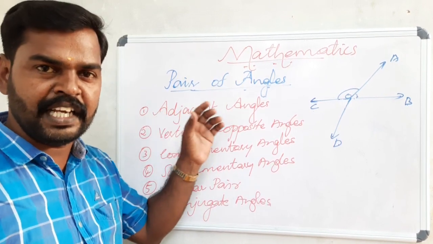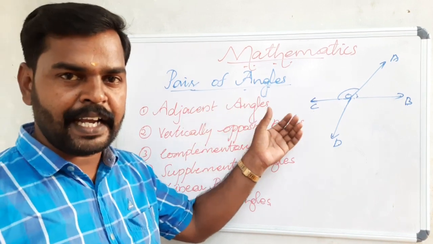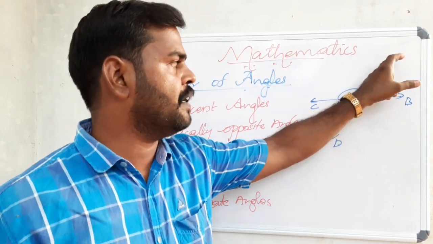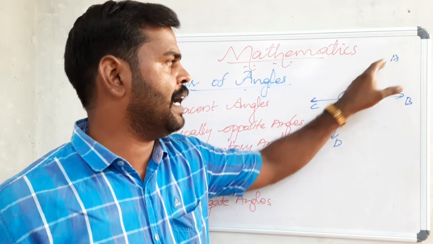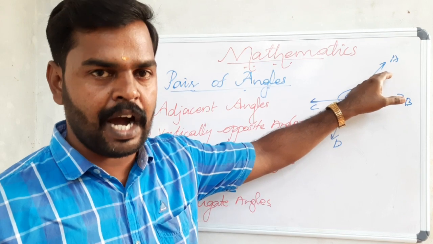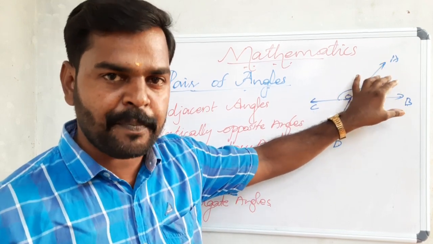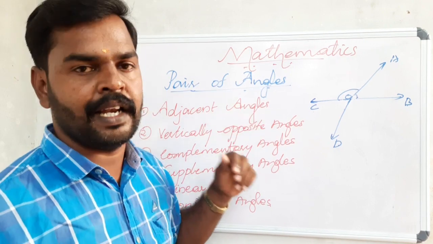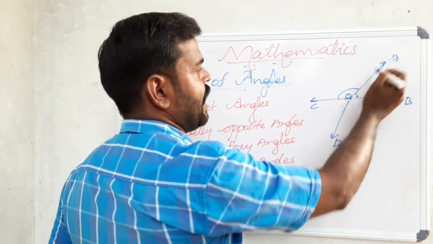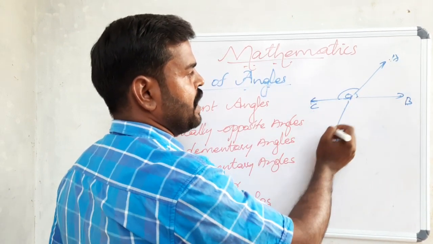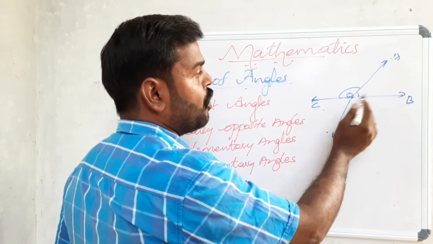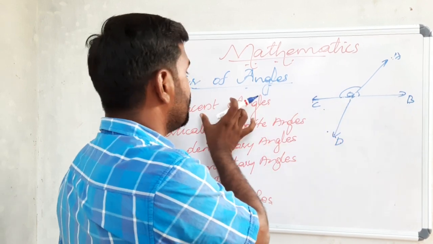Adjacent means near. A pair of angles with one common arm. See here, angle AOB and AOC. AO is the common arm for both angles. This type of angles are called adjacent angles. Next adjacent angles are AOC and COB, and also COD and DOB. This pair is also adjacent angles.